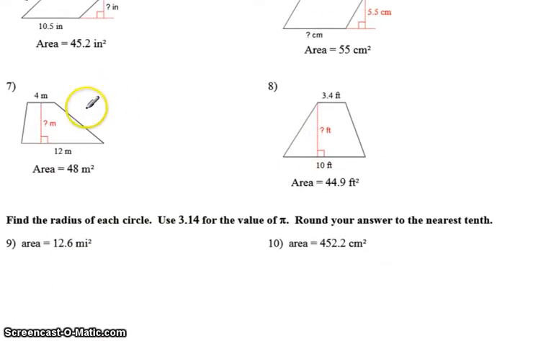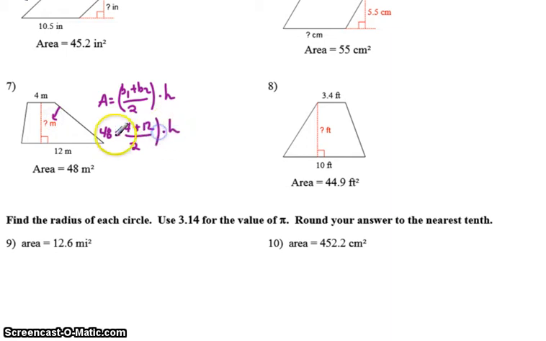Question 7, we've got a trapezoid, and I know the area of a trapezoid is base 1 plus base 2 divided by 2, and that times the height. Now, what information am I given here? Well, I know my total area is 48 square meters. I know that one of my bases is 4. I know the other base is 12. That'll have to be divided by 2. But I do not know what the height is. That's the question mark. So we need to find the height.